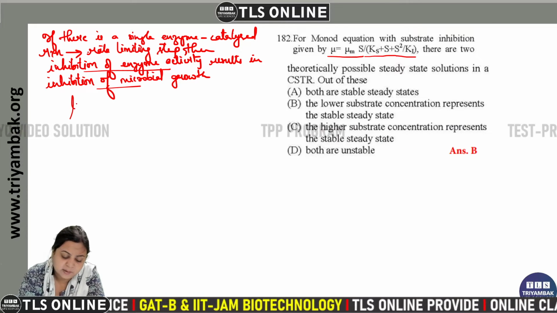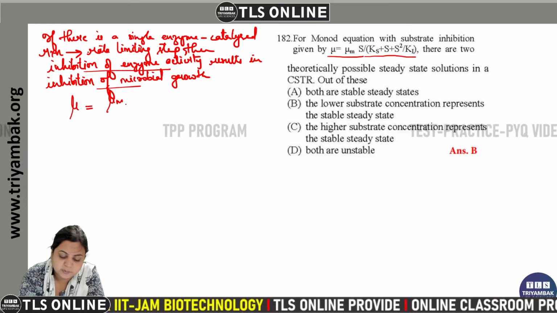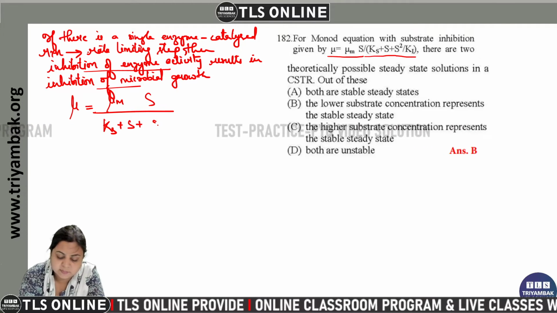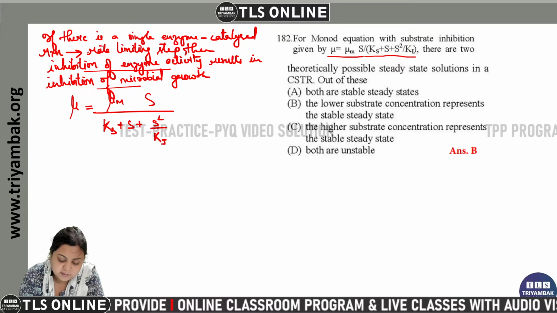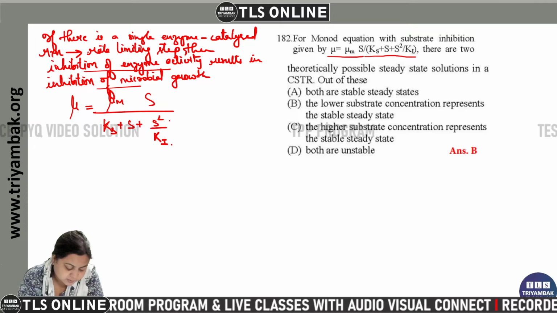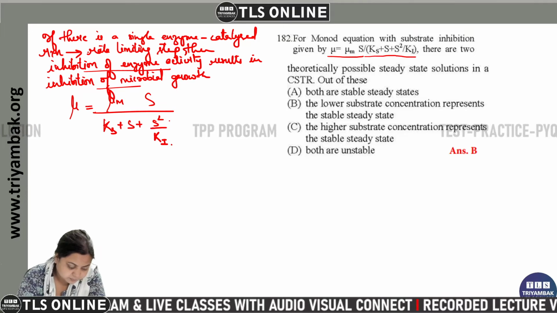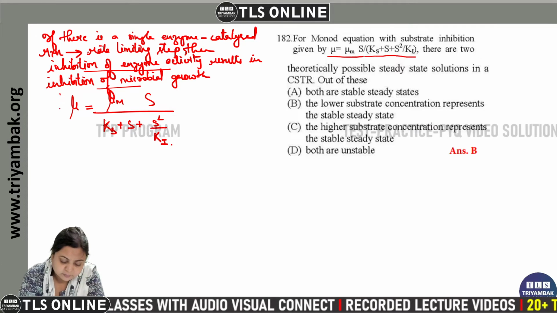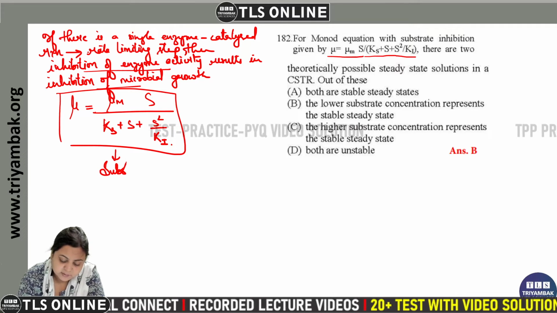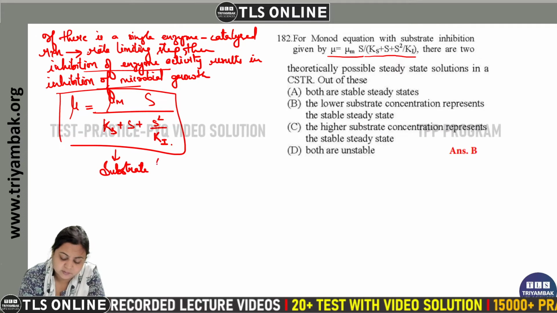So that is why we have the formula that mu is equal to mu_m s upon Ks plus s square by Ki. So ये किस में हम ऑब्जर्व करते हैं? This is observed in substrate inhibition.